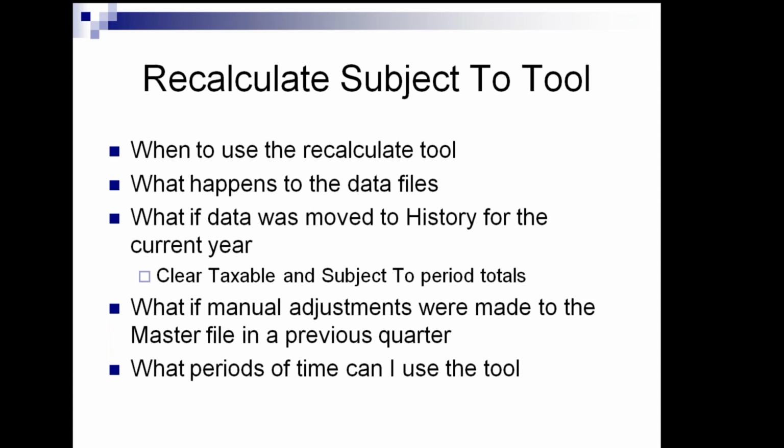So what happens to the data files? We use either a current file or a history file when we run this tool. And what happens to the data files is that there is a field on each of those records within each of those checks that signifies whether that record is exempt or not from a particular tax. So it's actually changing the records in the data files themselves, as well as the master file.